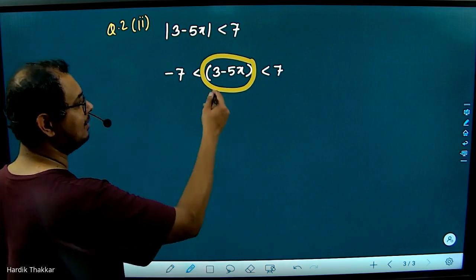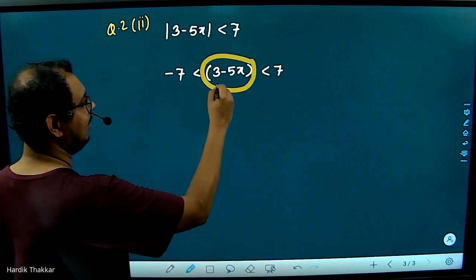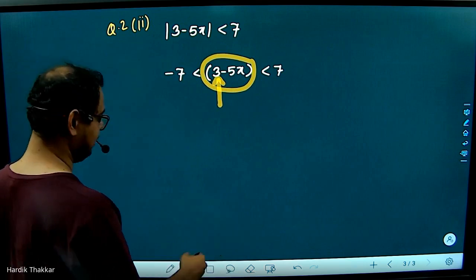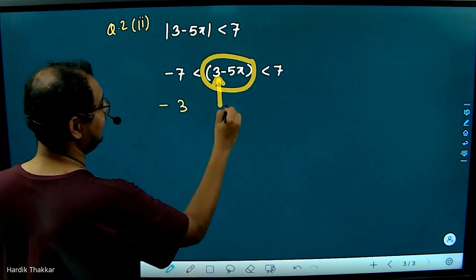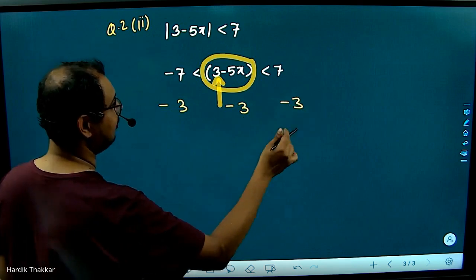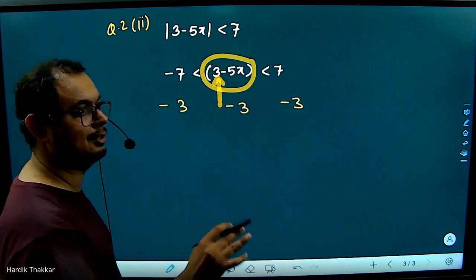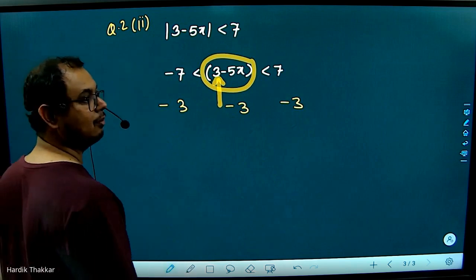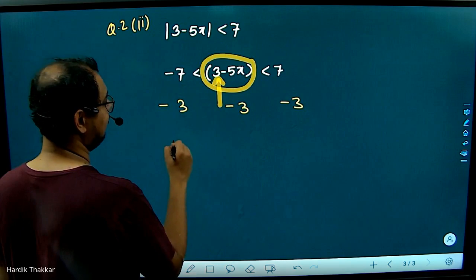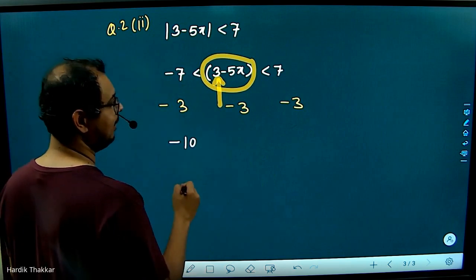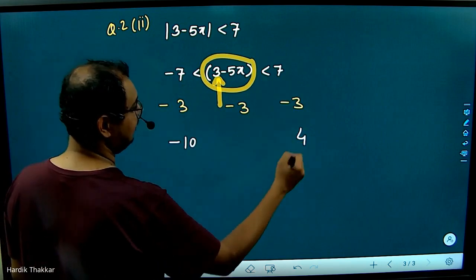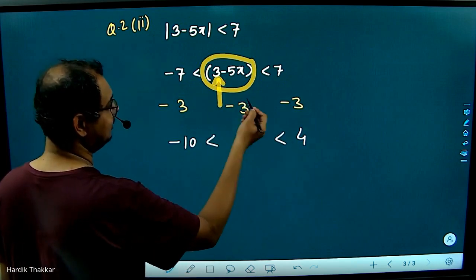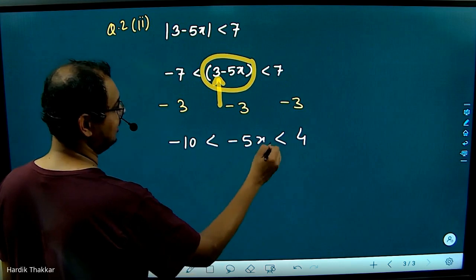So to make this complete part x, first we have to remove this 3. For that, we will subtract 3 from this complete inequality. This is what we have solved in the previous exercise 2.3. So when we subtract 3 from all the parts, the left part will be minus 3, the rightmost part will be 4, whereas in the middle term this 3 gets removed and you will get minus 5x like this.